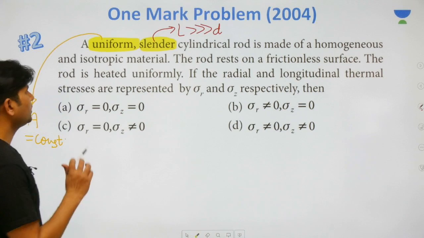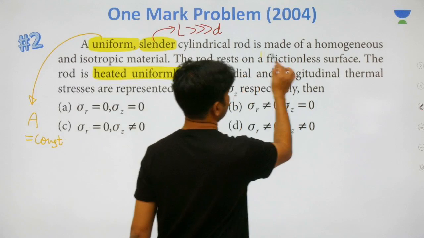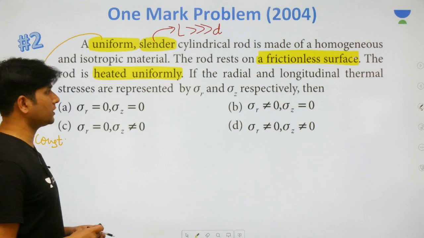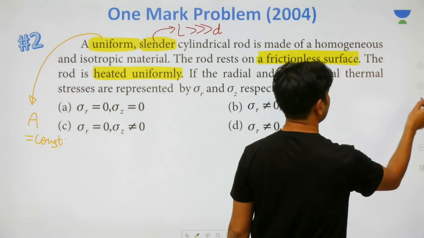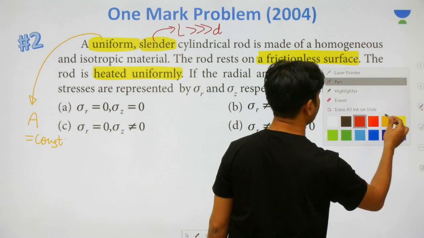Now it is heated uniformly, and it has been kept on a frictionless surface. Then they are asking what is the stress in radial direction and what is the stress in axial direction. This is what they are asking.